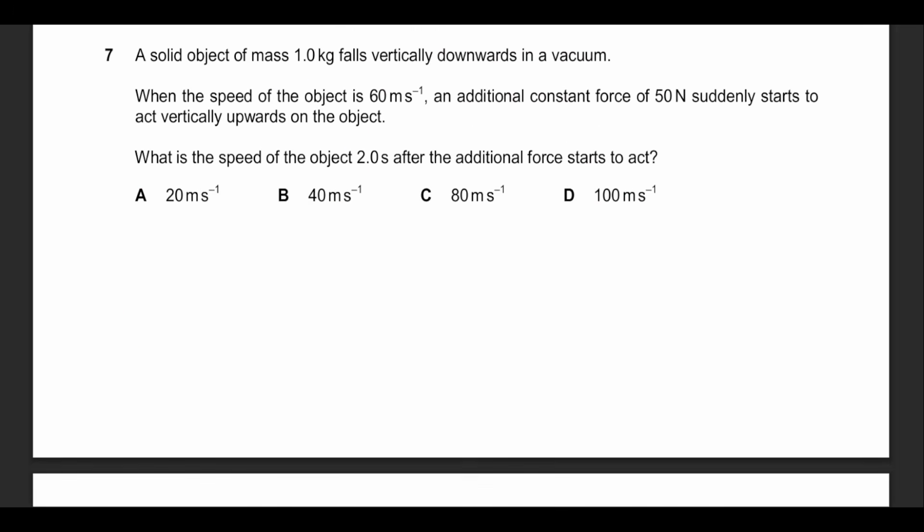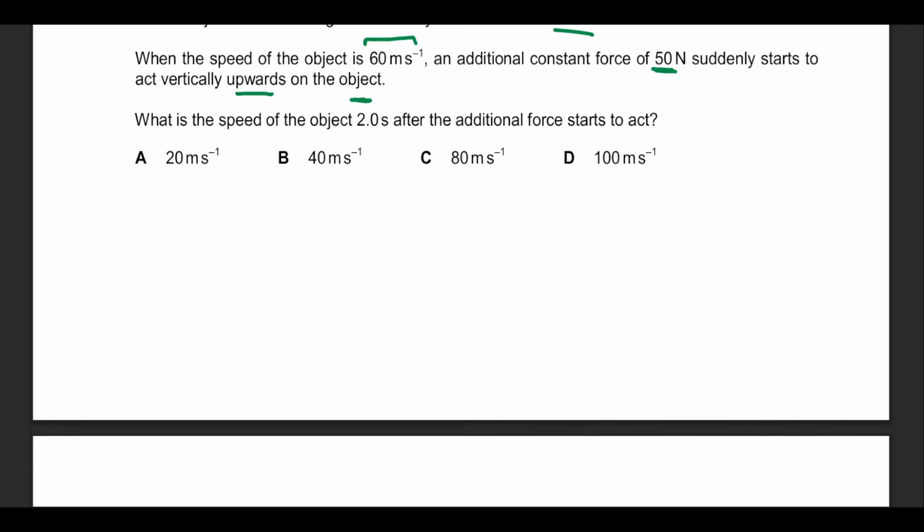Question number 7. He says a solid block of mass 1 kg falls vertically downwards in vacuum. There is no drag. And when it reaches a speed of 60 meters per second, an additional force of 50 newtons starts acting in the upward direction of the object. What is the speed of the object after 2 seconds of the additional force acting on it? So first, let's analyze or find the acceleration.